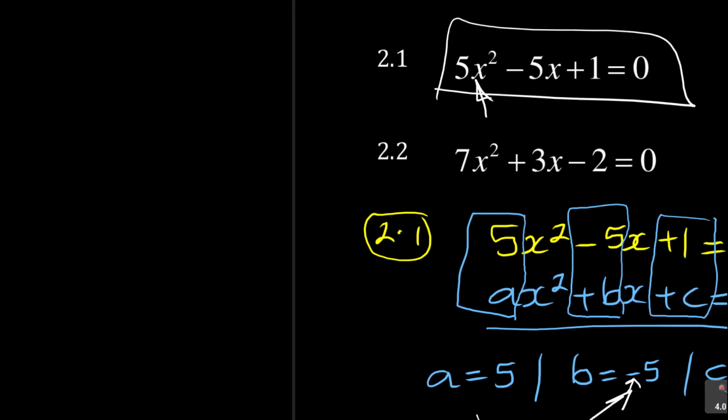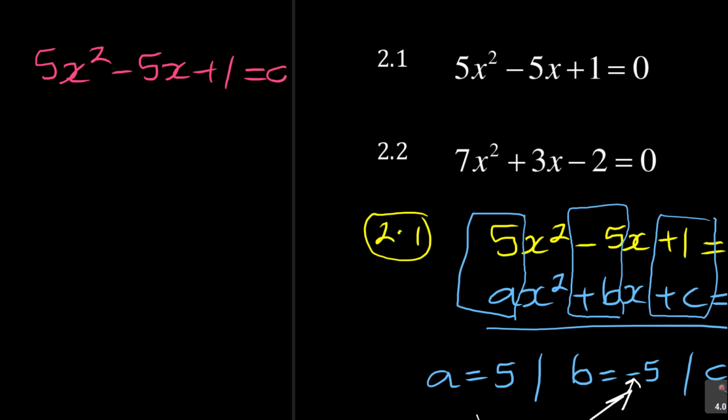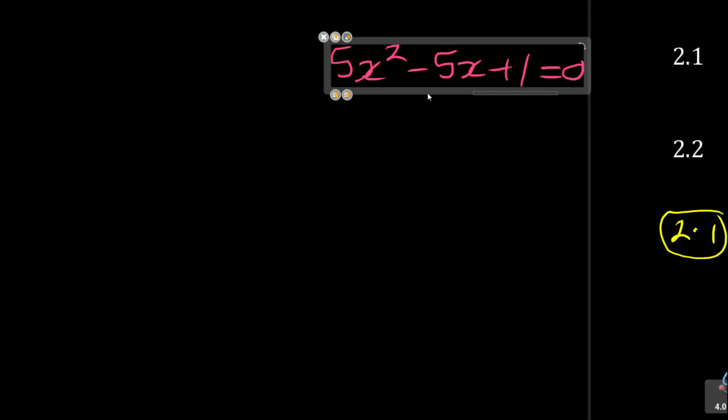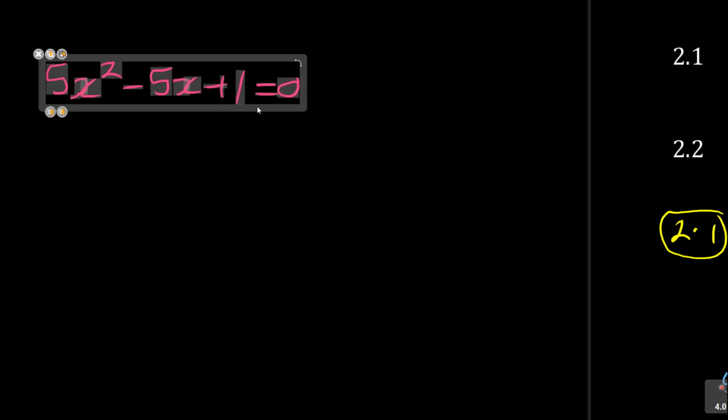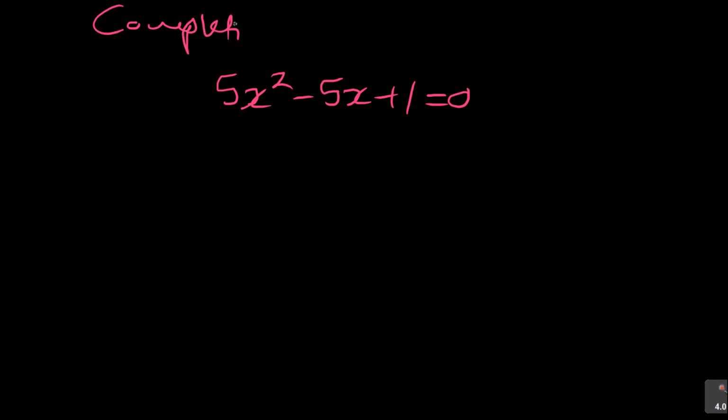Now let's solve for x completing a square. So let me write this differently here. So we've got 5x squared minus 5x plus 1 equal to 0. We want to get the same answer, but the answer that we want to get here is the answer that you get when you are what? Completing a square.